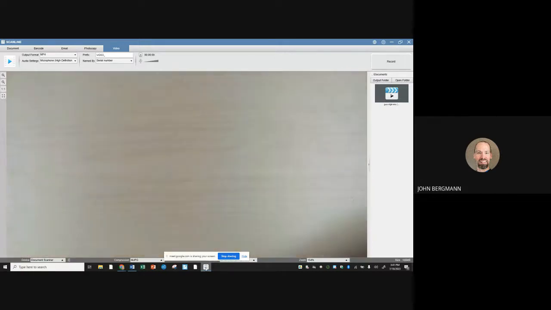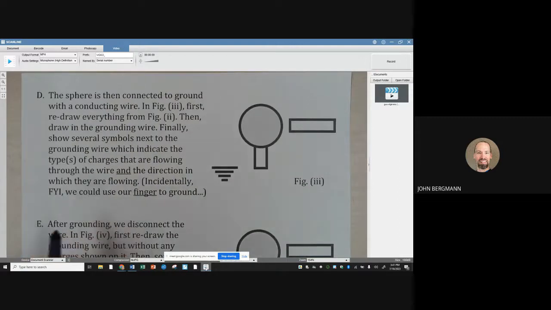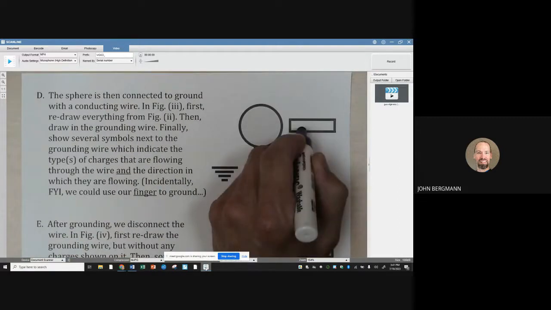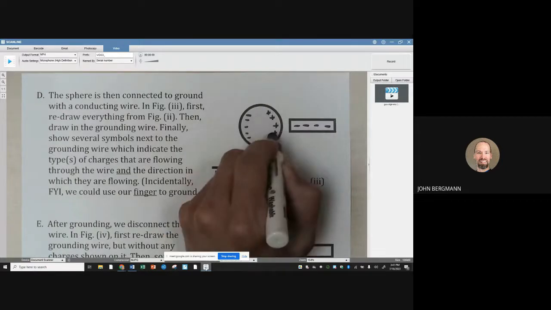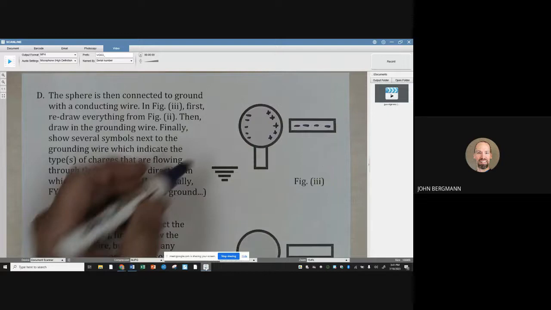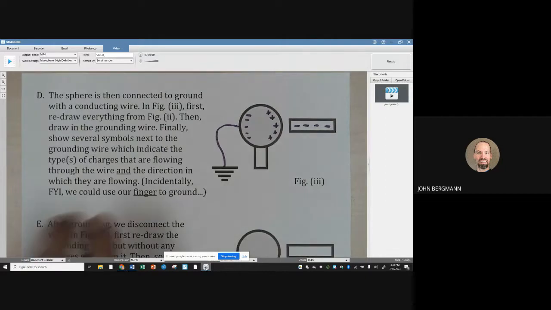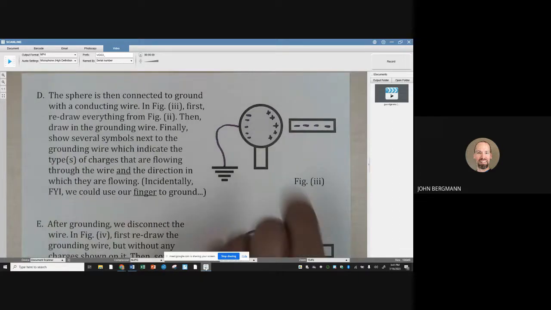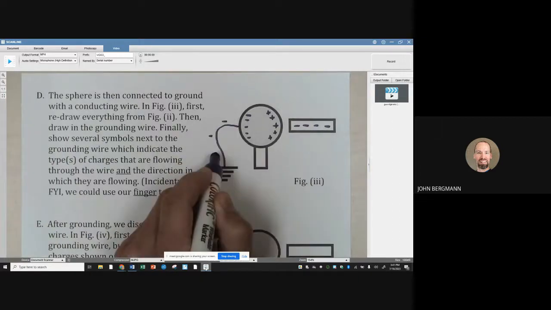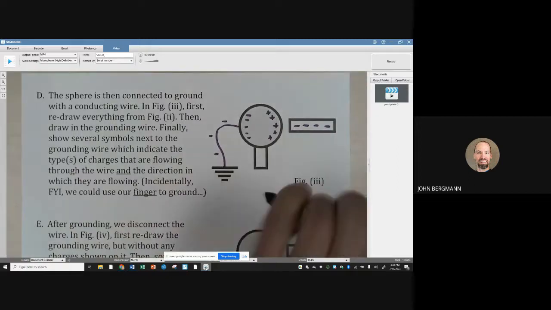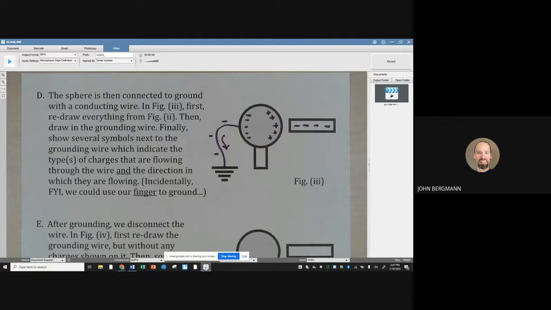Then we're going to connect this sphere to what we call ground with a grounding wire. Let's redraw what we had previously. Let's put those kind of like so. And now we're going to draw in a grounding wire. This is the symbol for ground here, and we are connecting a wire here. We could use our finger actually to do that, but here let's just use a grounding wire. And let's indicate what type of charges are going to be flowing through this wire. Well, these negative charges, they can move, and they are going to be repelled, aren't they, by this negative rod over here. So those electrons, some of them are moving down that way.